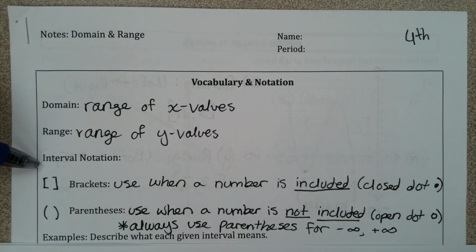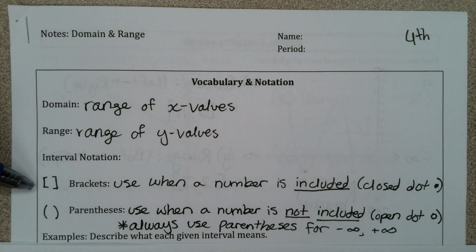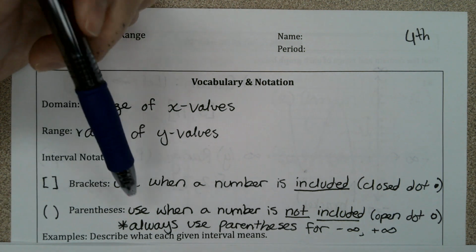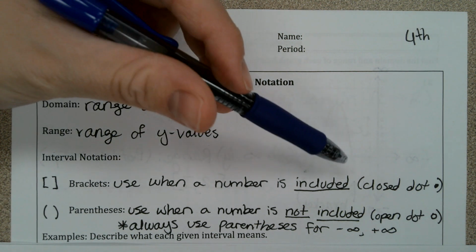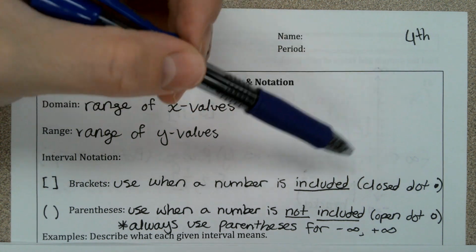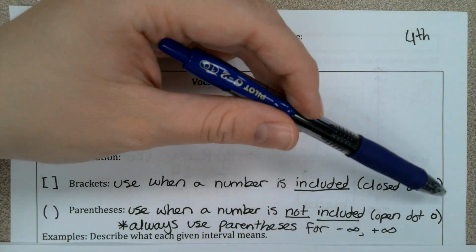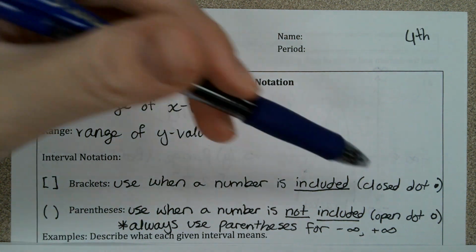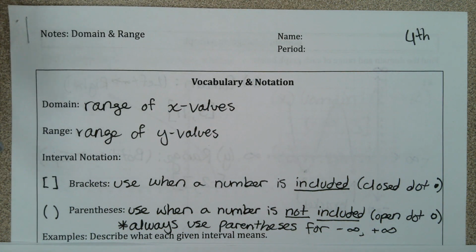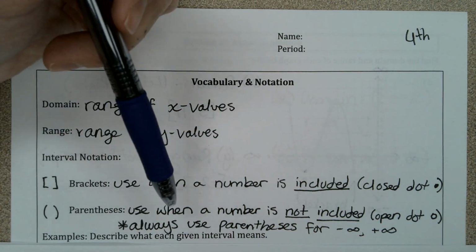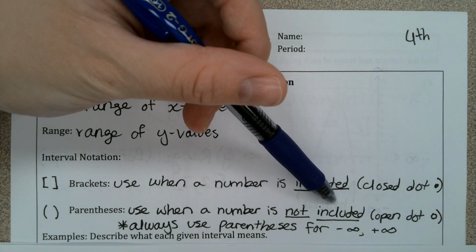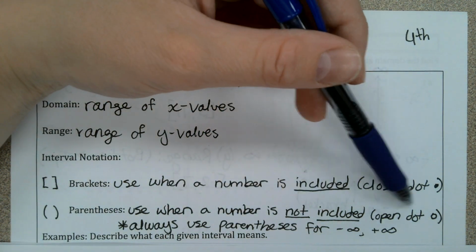Interval notation is what we use to write our domain and range for a graph or for a set of numbers. We have two types of notation: the brackets and the parentheses. The brackets, we use when a number is included. On a graph, this looks like a closed dot. So if it's included, you use the bracket. Parentheses, we use when a number is not included. On a graph, this looks like an open dot.